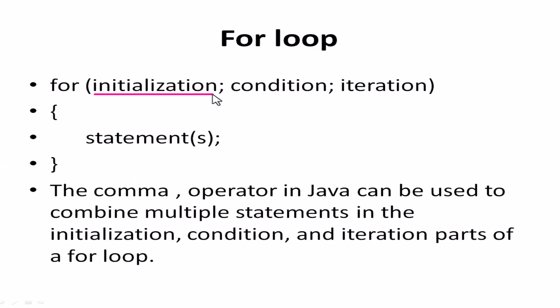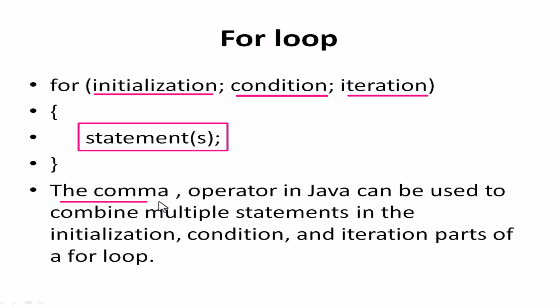So next one is for loop. In a for loop you have 3 particular items, which are initialization, condition, and iteration. Initialization means you are going to initialize the variable. Next you are going to check the condition. Next, in iteration you can increment or decrement. So based upon this condition, the particular statement will be printed.